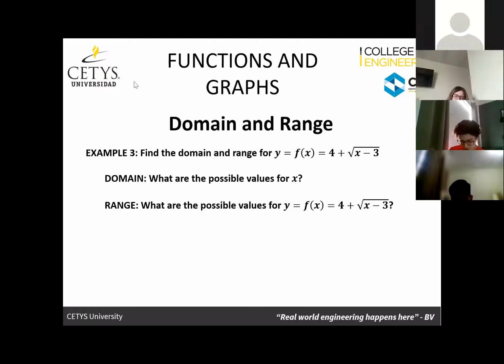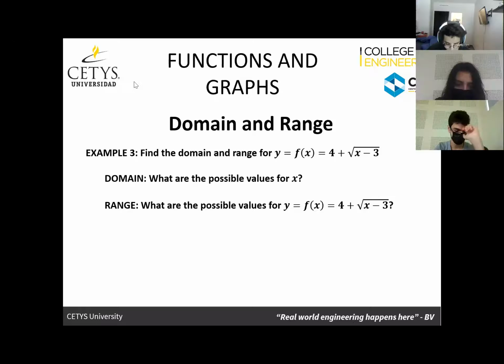Put me on the screen. There we go. Let's look at this function. We've got y equals f of x equals 4 plus the square root of x minus 3. And we want to find the domain. The domain, again, are going to be all of the possible values of x. How do you think we could approach this, Ivan?